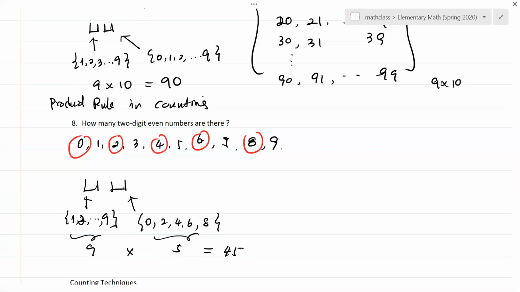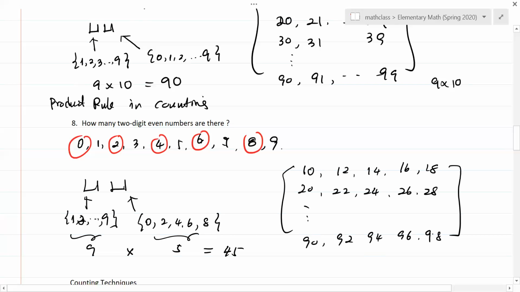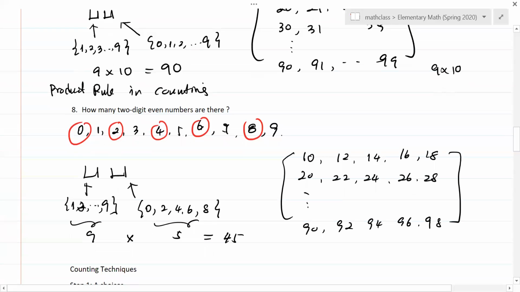Now you can also list them as a matrix, like 10, 12, 14, 16, 18. Then 20, 22, 24, 26, 28, and keep it going. And then 90, 92, 94, 96, 98. So you get such a big matrix. How many rows are there? 9 rows. How many columns? 5 columns. Total, there are 9 times 5 different numbers there.